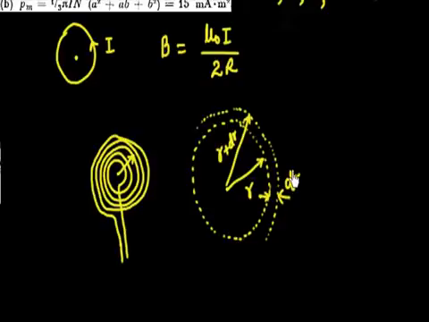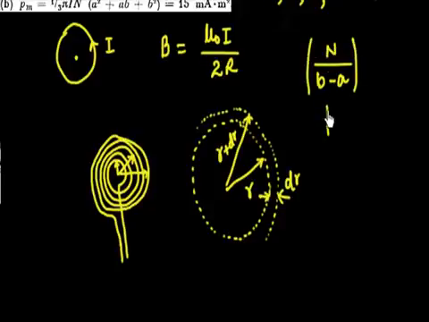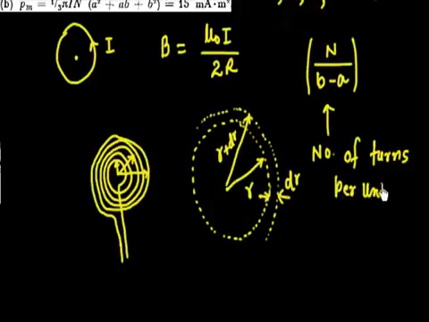Now I know the total number of turns. The inner radius is a, the outer radius is b, and the total number of turns is N. So now I can say in a length of b minus a I have N turns. So what is the number of turns per unit length? It is N divided by b minus a. That is the number of turns per unit length. Are you getting or not?